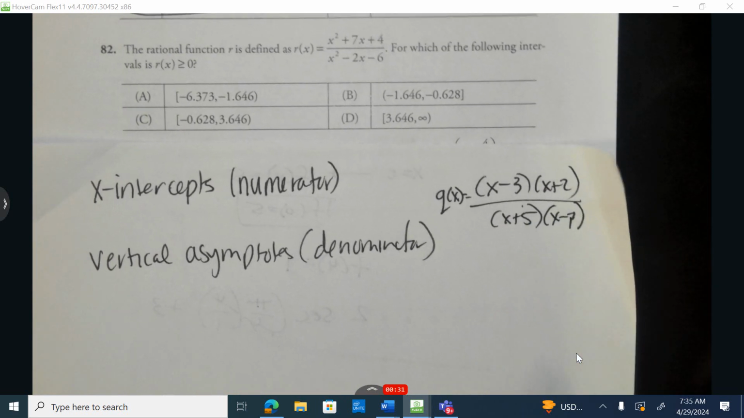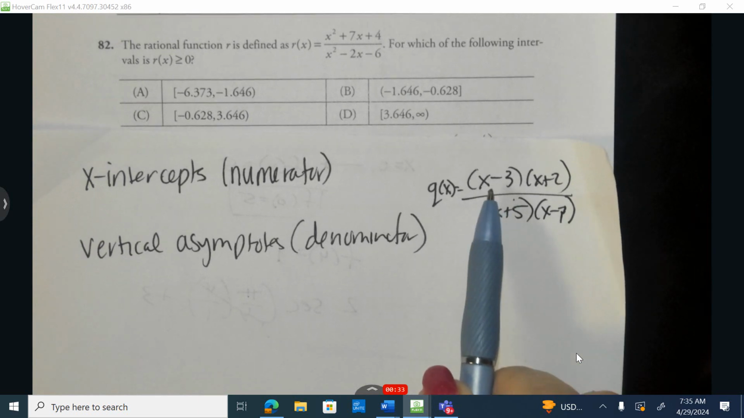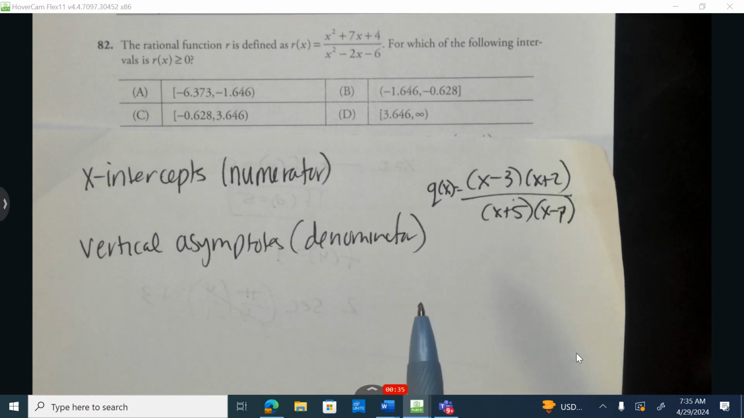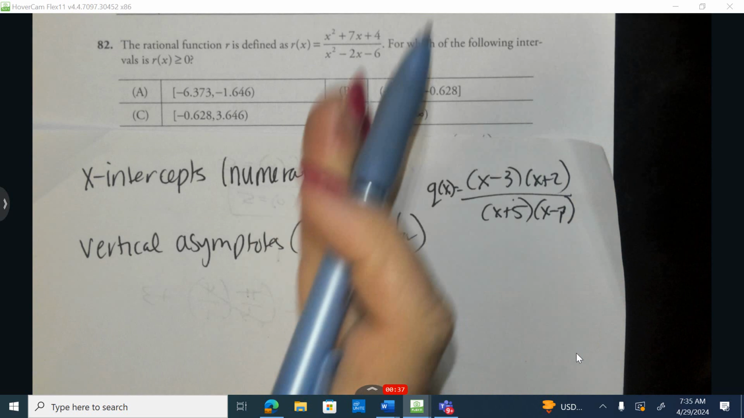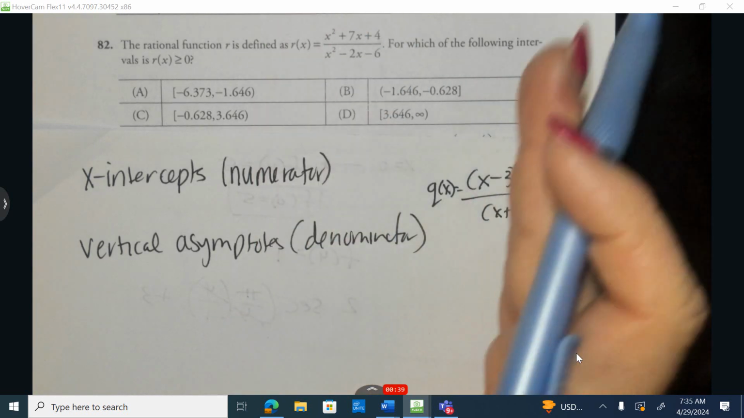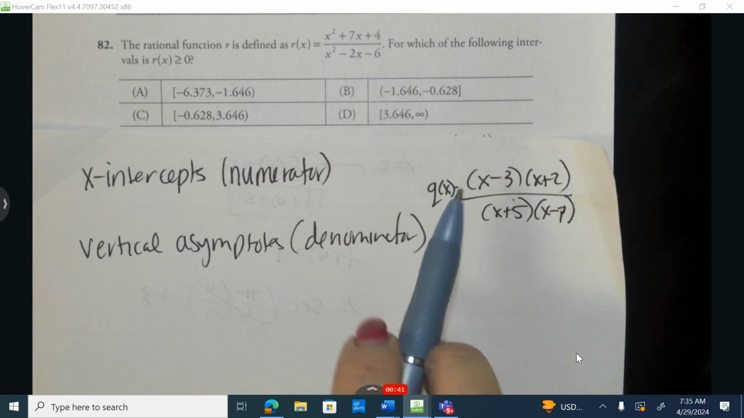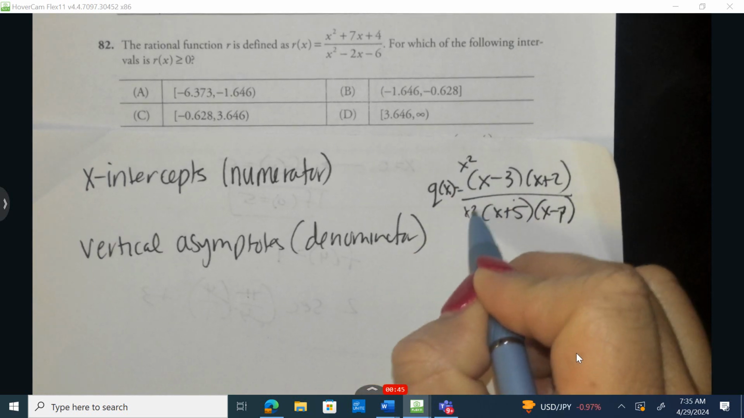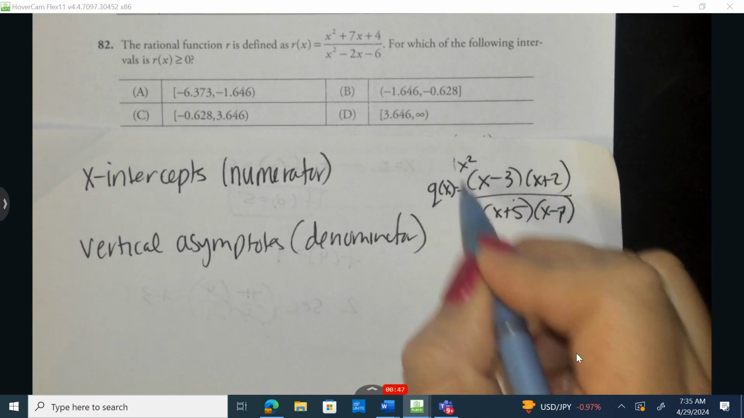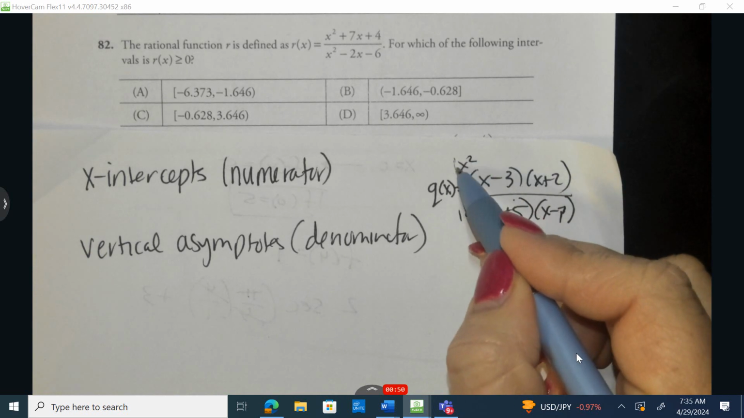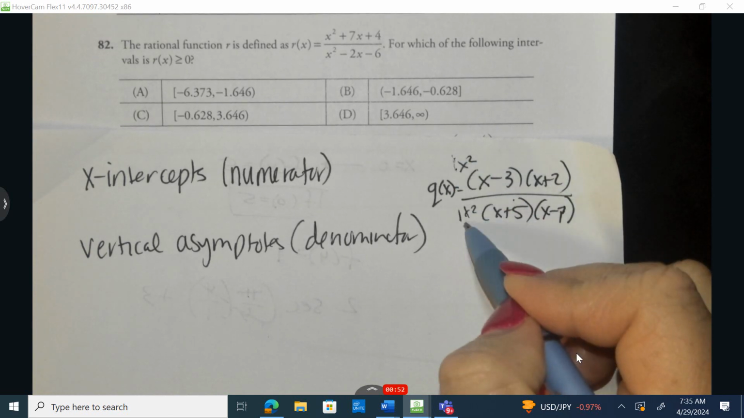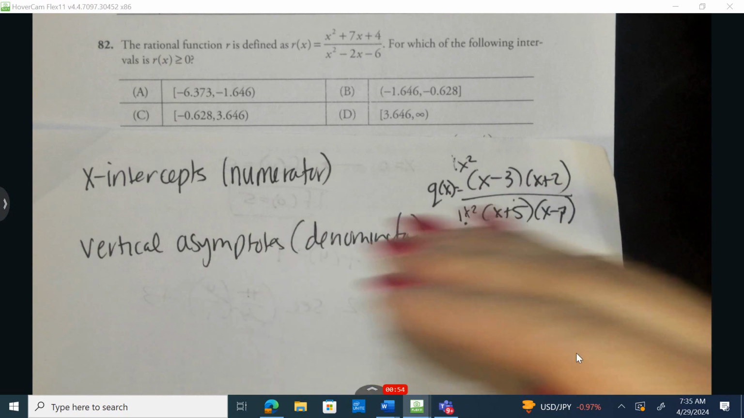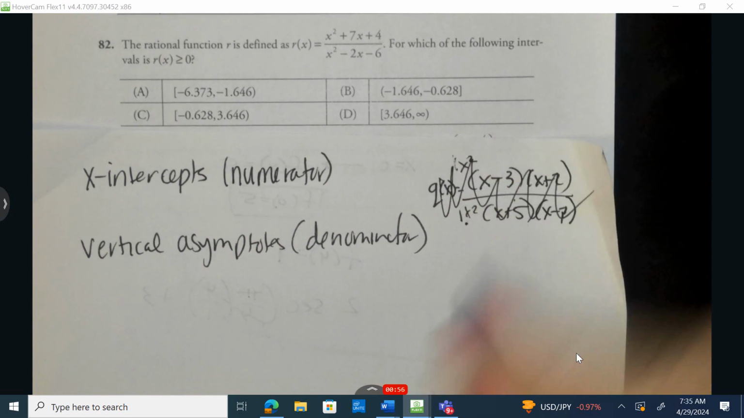And what would this tell us? This would tell us we have an x-intercept at 3 and an x-intercept at negative 2. We have a vertical asymptote at x equals negative 5 and x equals positive 7. And when I factor these, I also noticed that x squared is on top and x squared is on the bottom. Oh, we got the same degree on both. That means we can take the leading coefficients and divide to get a horizontal asymptote of y equals 1. That's what we worked with leading up to this.